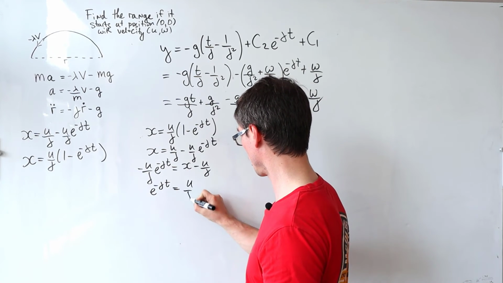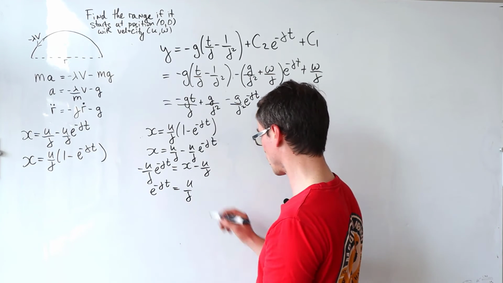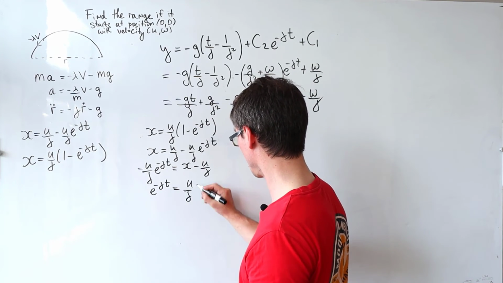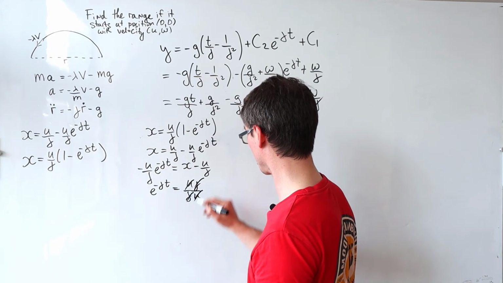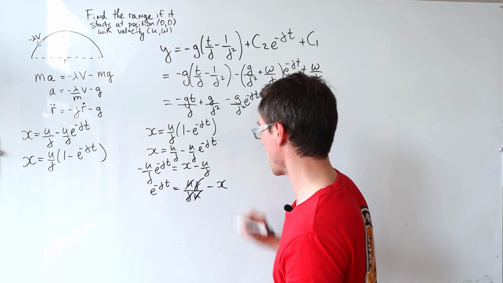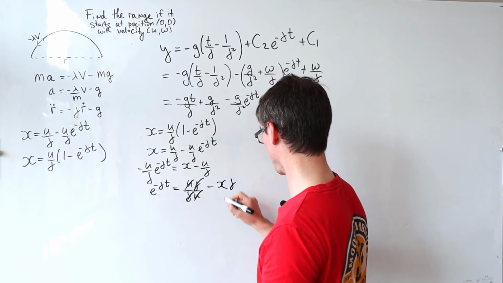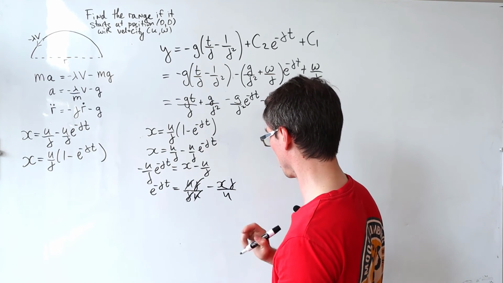So I'm going to have u over gamma. Then I had a factor of u over gamma here, which will essentially cancel out. So gamma over u, all of this will cancel out. Then we're going to take away a factor of x, and then that would have been multiplied by gamma divided by u. So x times gamma divided by u.